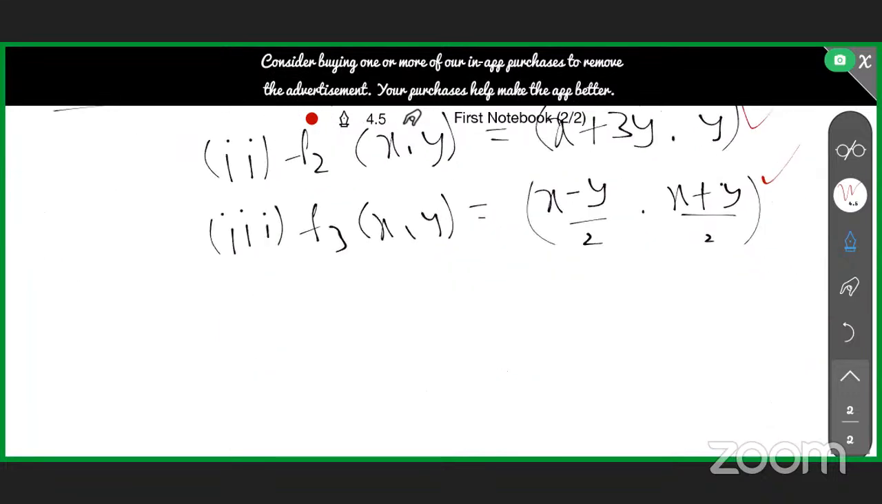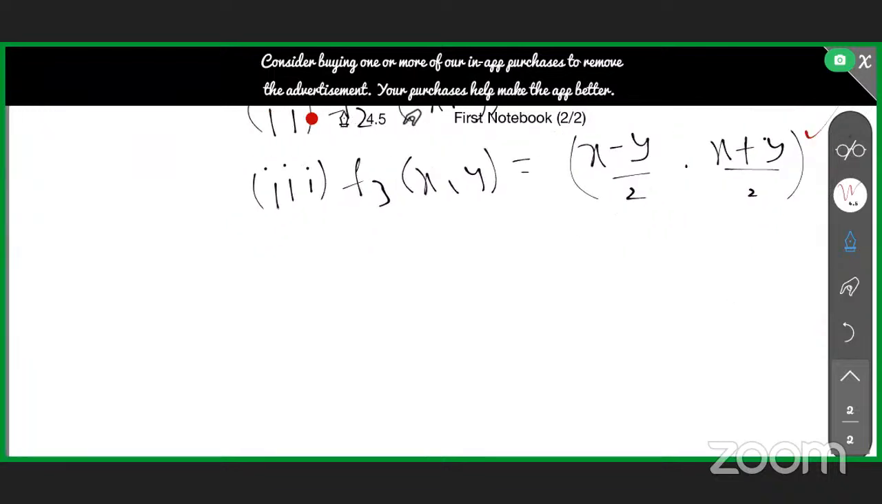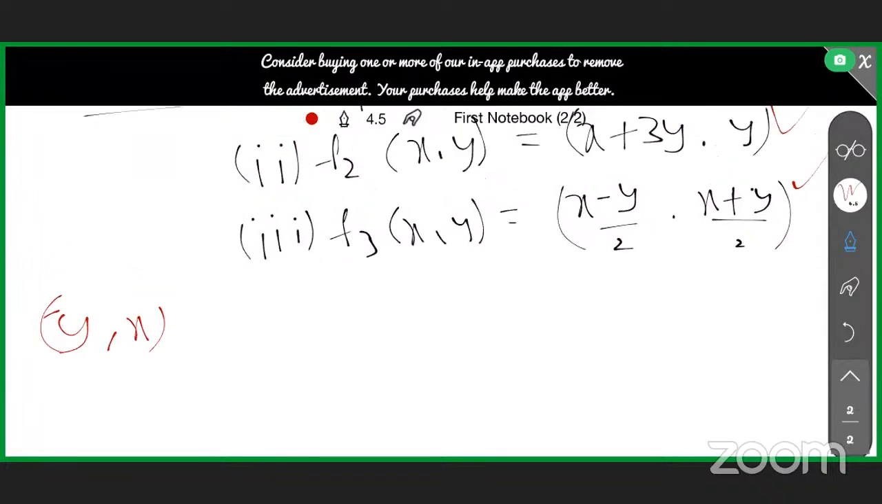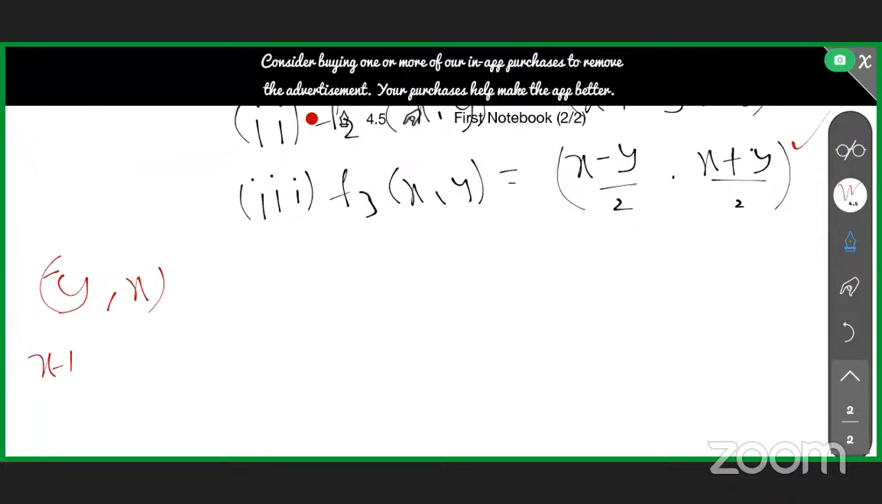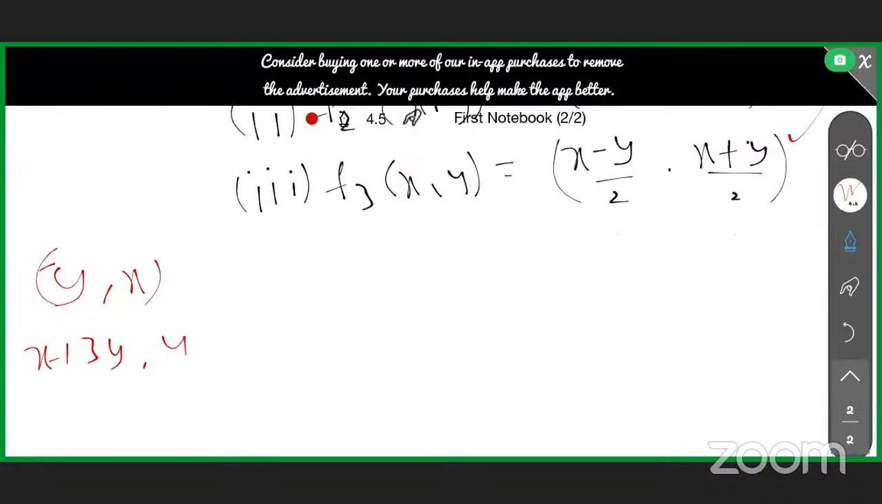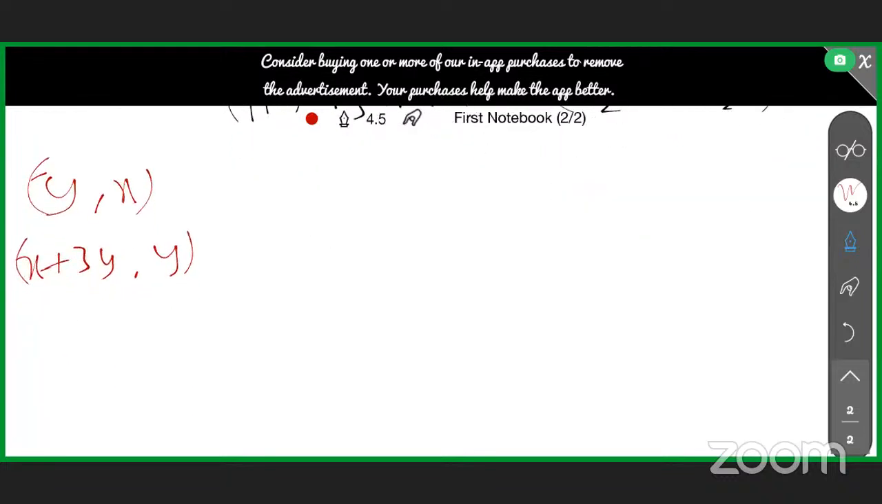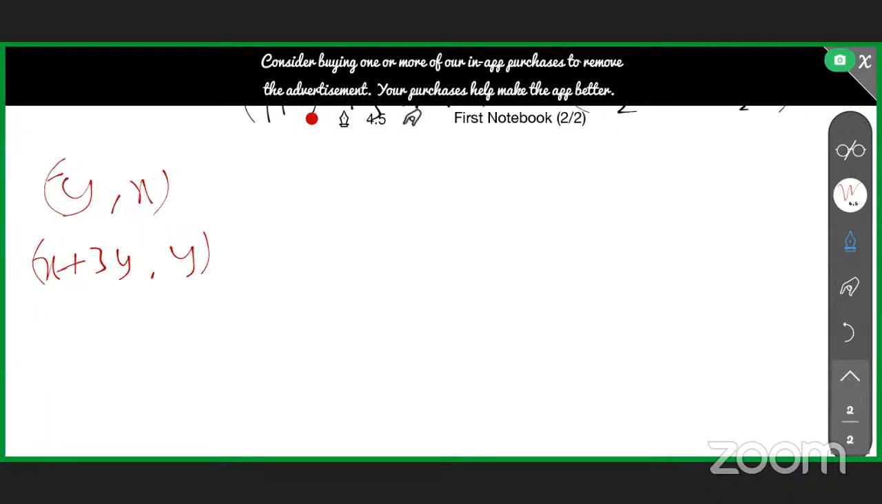Let me write these three transformations. The first transformation is (y, x). The second transformation is (x plus 3y, y). And the third transformation is ((x minus y) by 2, (x plus y) by 2).